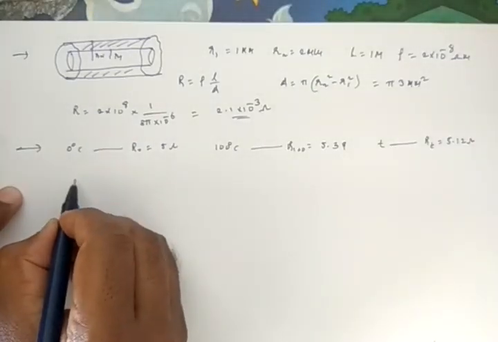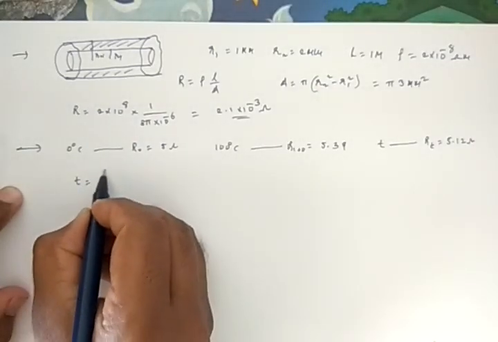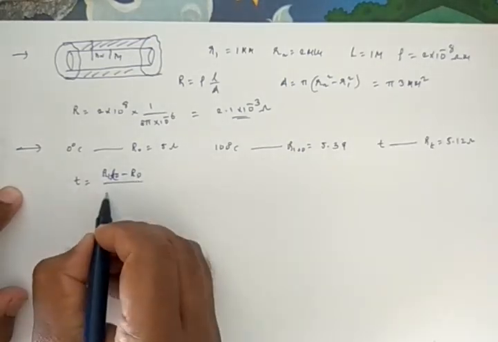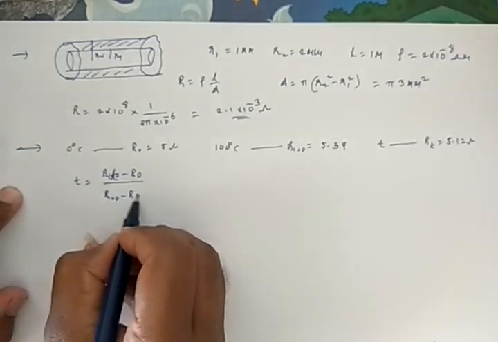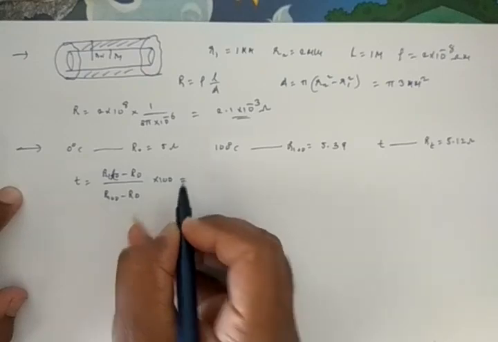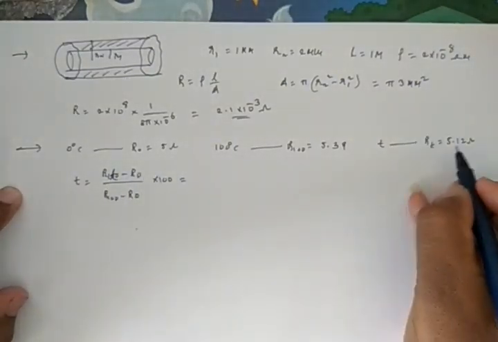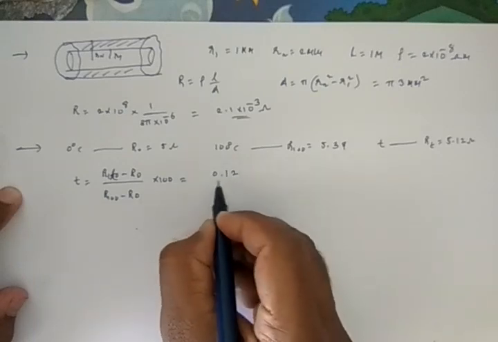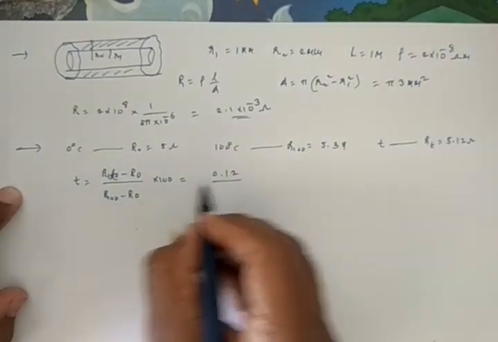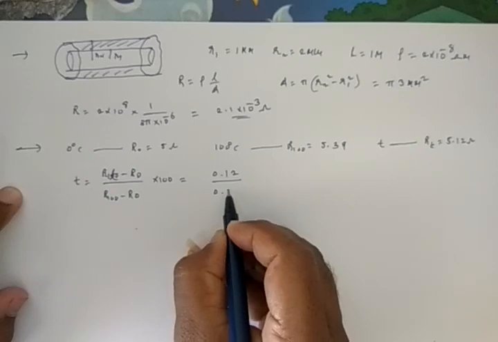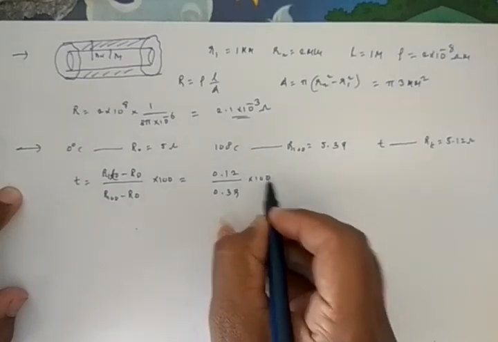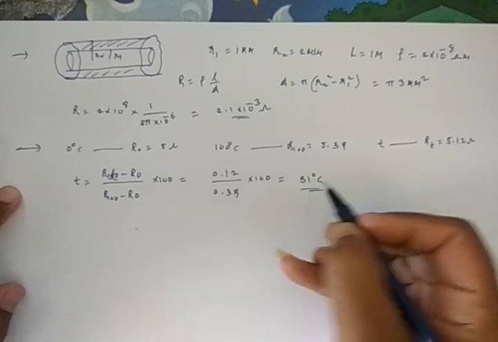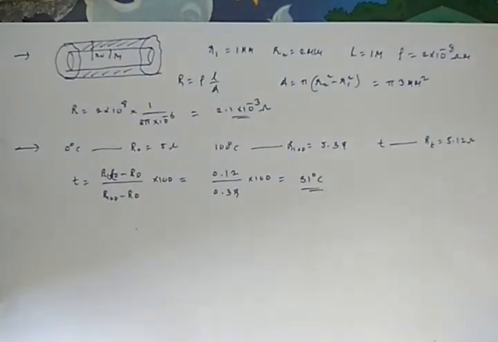So now you know the equation, that is T equals (RT minus R0) by (R100 minus R0) into 100. So RT minus R0, RT is this and R0 is this, so it is 0.12 by R100 minus R0, which is 0.39, into 100, so that equals 31 degrees centigrade. This is the answer for this.